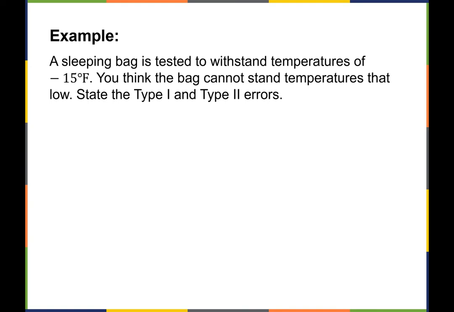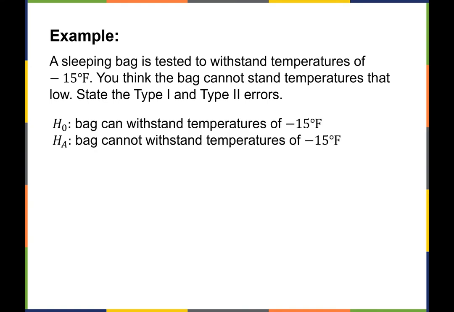All right? So the null hypothesis is going to be the bag can withstand temperatures of negative 15 degrees. It's equal to the ability to stand those temperatures. And the alternative hypothesis will be that the bag cannot withstand temperatures of negative 15 degrees. All right, let's think about the type 1 and the type 2 errors. You can always go back to the chart if you need to.